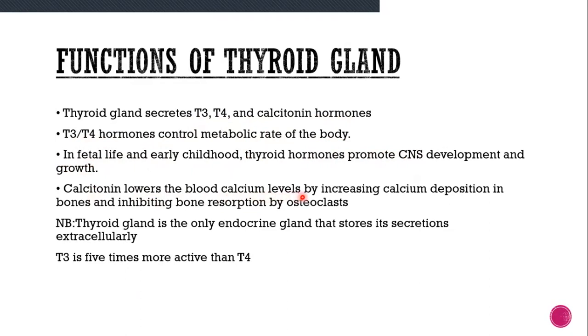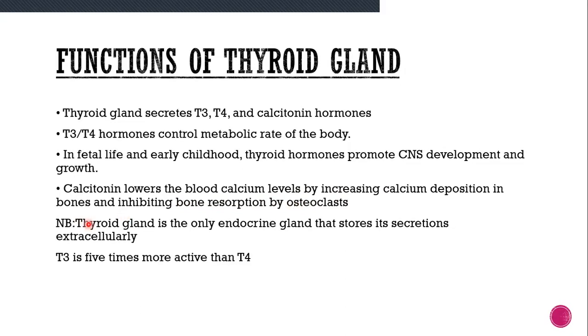So calcitonin is antagonistic to the parathyroid hormone, in that calcitonin lowers serum calcium levels. How does it lower? By increasing the calcium deposition in the bones. So it increases the activity of the osteoblast and inhibits the activity of the osteoclast. So it inhibits bone resorption by osteoclasts and promotes bone deposition by osteoblasts.